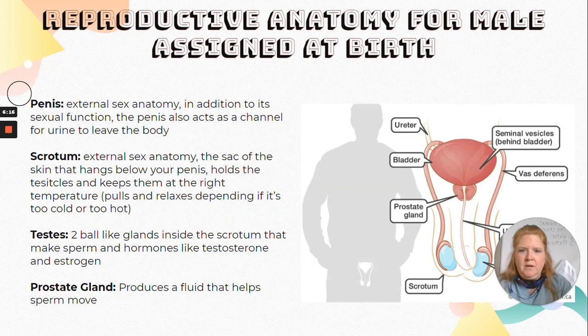All right, so now we'll talk about male assigned at birth, and let's talk about the reproductive anatomy. So the penis, that is the external organ.